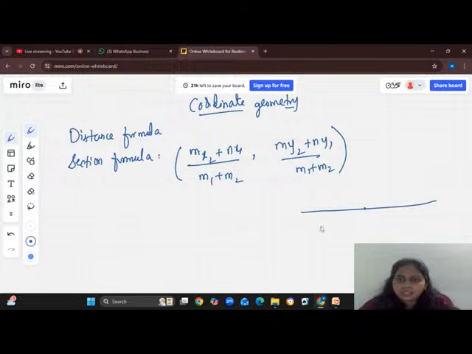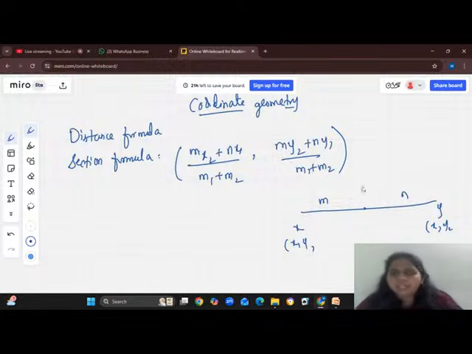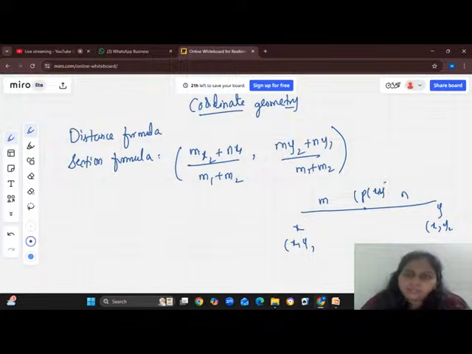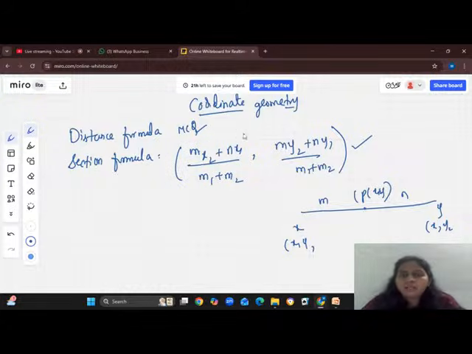So I have taken this as my line, of this is x1 y1 and this is x2 y2. I am taking this as m and this is n. I am not taking m1 m2, I am taking m and n. So I have written this formula, and this is the point x comma y to be found out. This is section formula. So either you can get section formula or you can get distance formula. Most of the times MCQs will be from the distance formula. Section formula you can get for 3 or 4 marks.